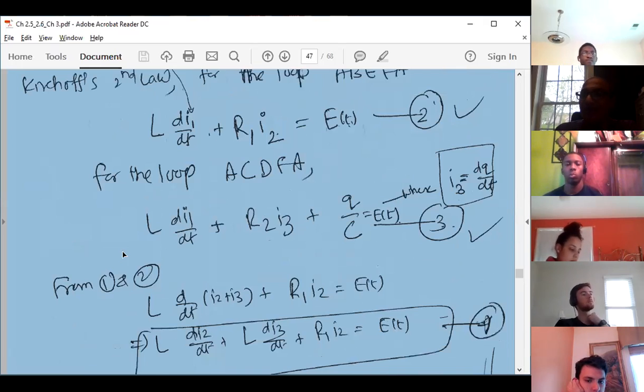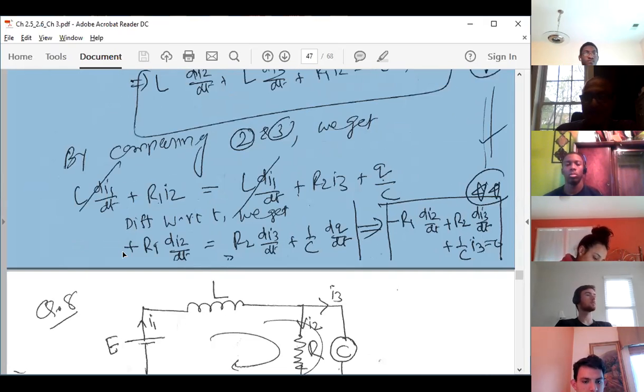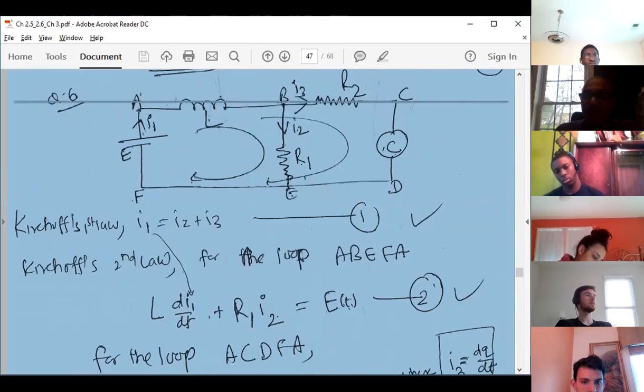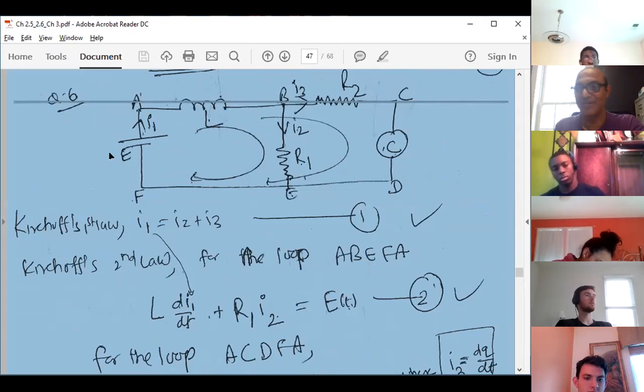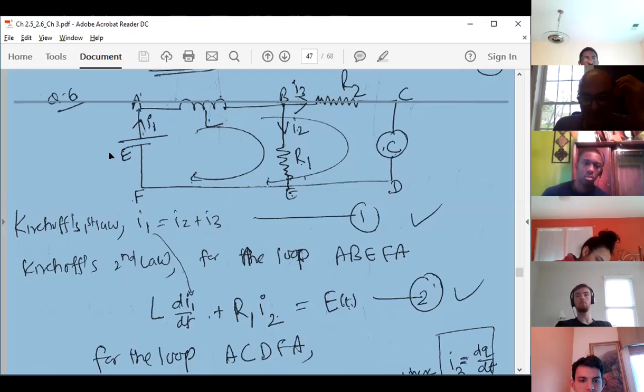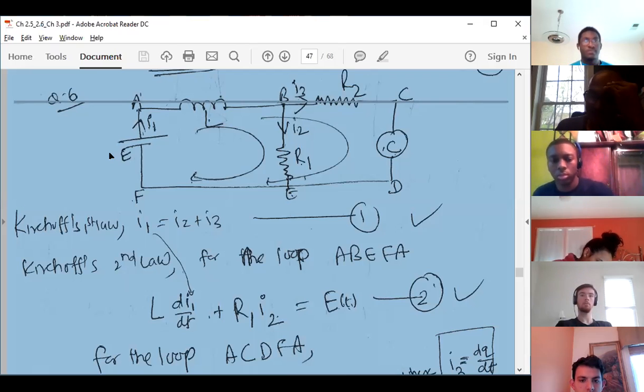Now, if you want to prove the second equation, in the second equation actually, do you find any I1, di1? Look at the second equation in your canvas. Do you find current I1 in the second equation? Yes. Yep.